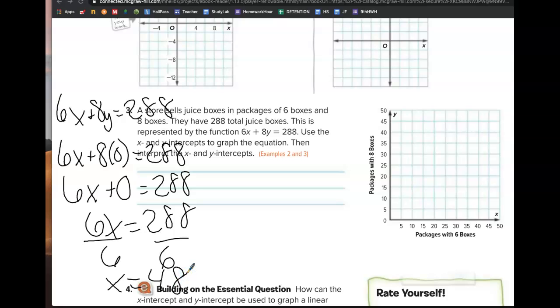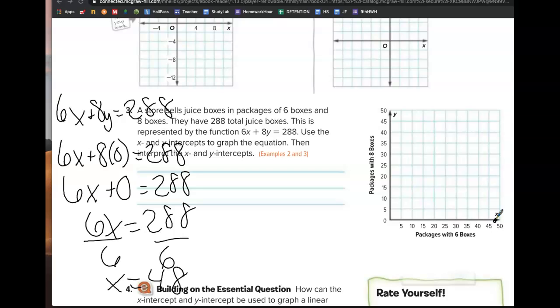If I have an x-intercept, which axis does the x-intercept go on? The x, which is the horizontal. So I'd go over here, and it'd be close to 50. Yep, in between 45 and 50. Now I need to solve for my y-intercept.